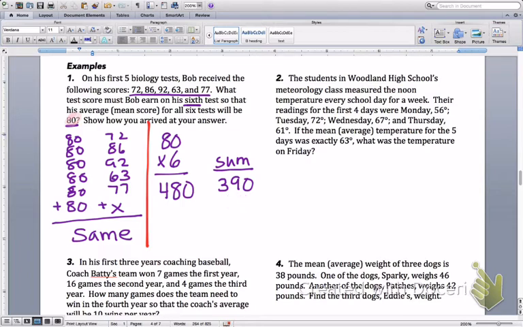I'm going to get rid of that. And I'm just going to subtract these two numbers. So what is 480 minus 390? And that gives me 90. So he needs to earn 90 points on test 6. So that's what Bob needs to get. So 90 points, I'll just write that out, on test 6.